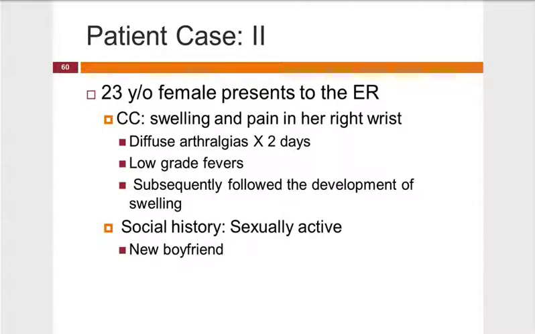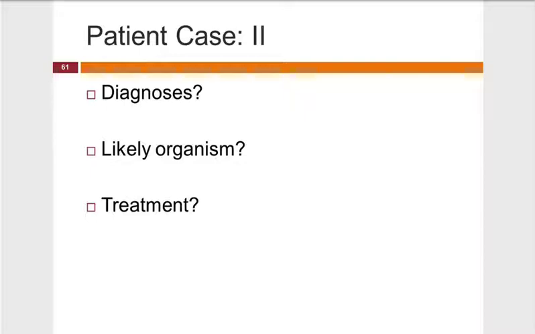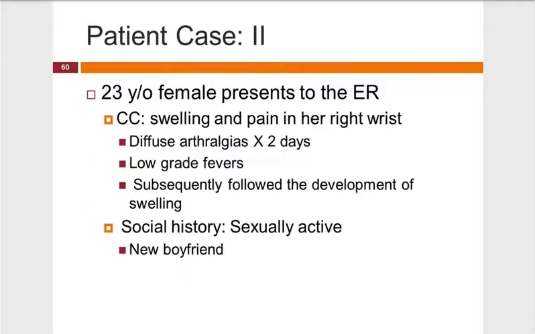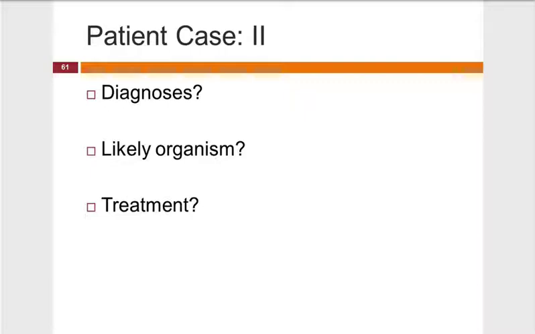All right, so this is a bone and joint infection lecture. So, what's your diagnosis, likely organism, and treatment? It is septic arthritis, but what's your most likely organism in this patient? Yeah, so this is gonococcal unless proven otherwise, right? And then the treatment?